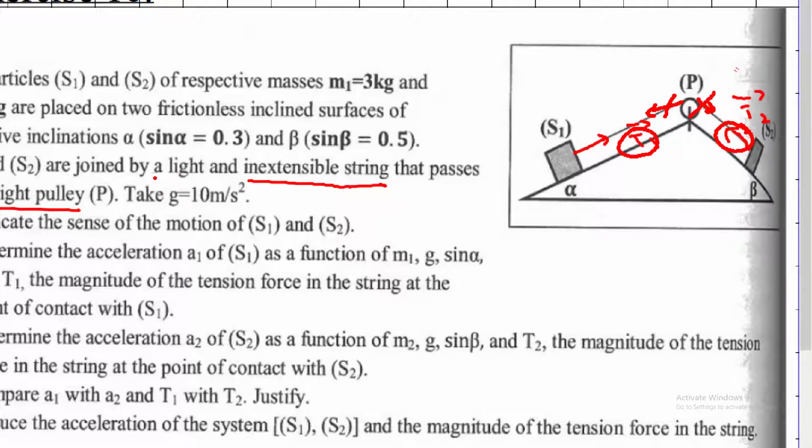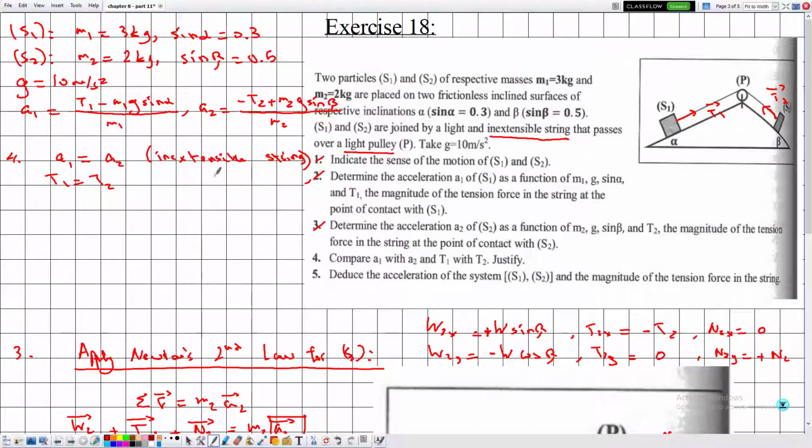Here they are telling us a light pulley. So sorry, this is a light pulley. So because this is equal to this, then this is equal to this. So T1 is equal to T2. The reason is given by an inextensible string and a light pulley. Then this is it for part 4.